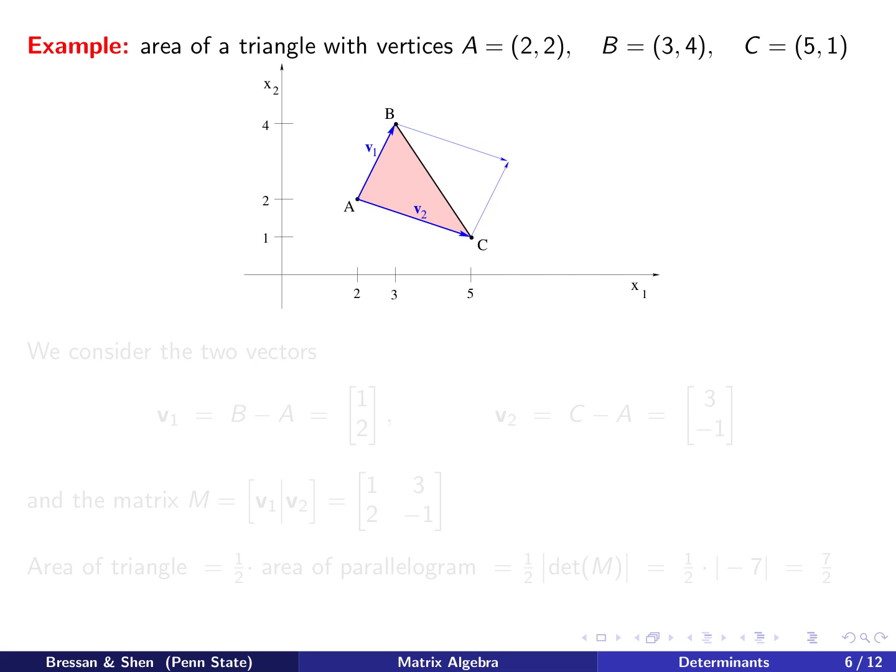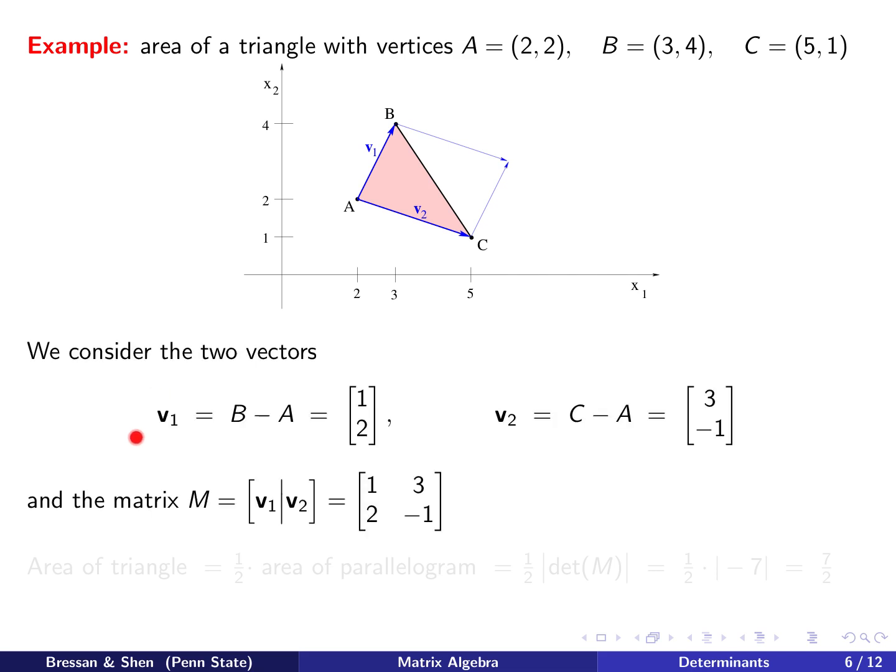Okay, let's do it. Let's write out the vector v1 here, which is b minus a. So it starts from a and points to b. You plug in the values and you get (1, 2). Then this vector v2 here will be c minus a. So you take c minus a and you get (3, -1). Now we form the matrix, let's call it M, using v1 and v2 as the 2 column vectors. So it's (1, 2) and (3, -1).